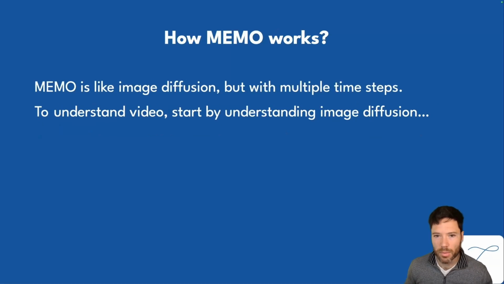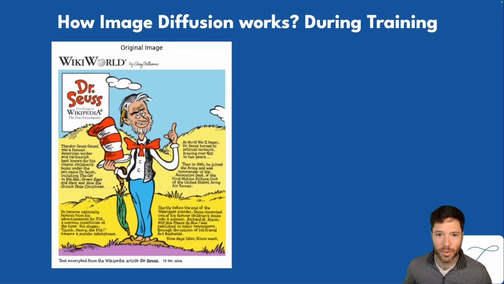Now, to understand how MEMO works, or MEMO, I'm not sure which way they pronounce it, you can first start by understanding image diffusion models, because video is just a small step from there. So I'll briefly recap on how image diffusion works, and then I'll describe how it works for videos. In image diffusion, you start off with a series of clean images for training. So imagine a corpus with thousands, millions, billions of these clean images here.